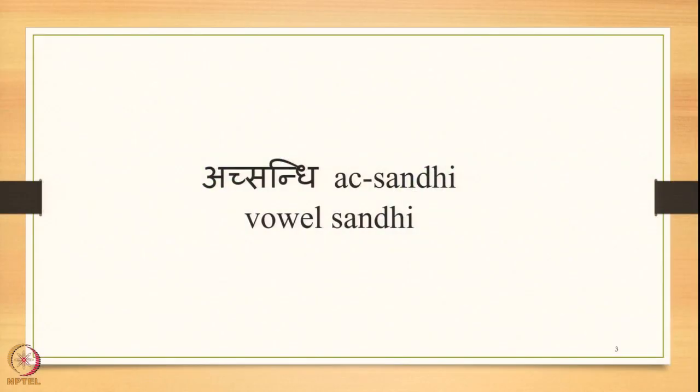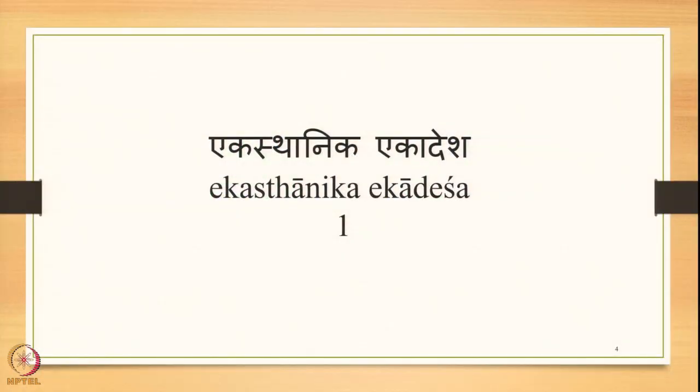We have been studying ac-sandhi, or vowel sandhi. We said that ac-sandhi is classified into two broad groups. The first one is ekasthānika ekādeśa, where you have one sthāni and one ādeśa, which means one substituent and one substitute. And we said that there are two instances of this type of ac-sandhi, and we are dealing with the first one in this lecture as well.